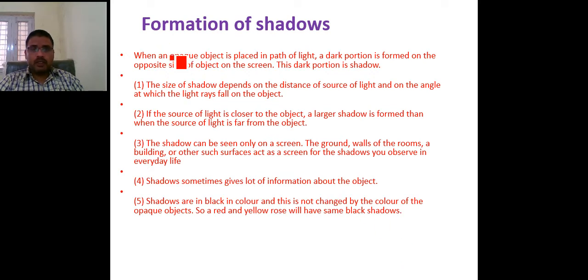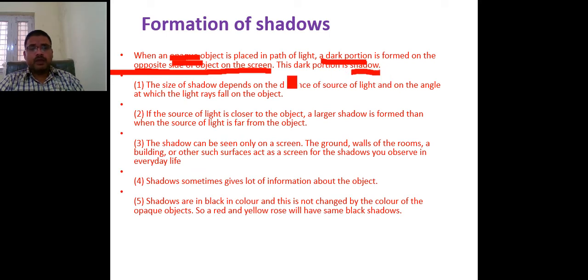When an opaque object is placed on the path of light, coming from the source, and in between that light we put some opaque object, a dark portion is formed on the opposite side of the object, on the screen. This dark portion is basically called a shadow.